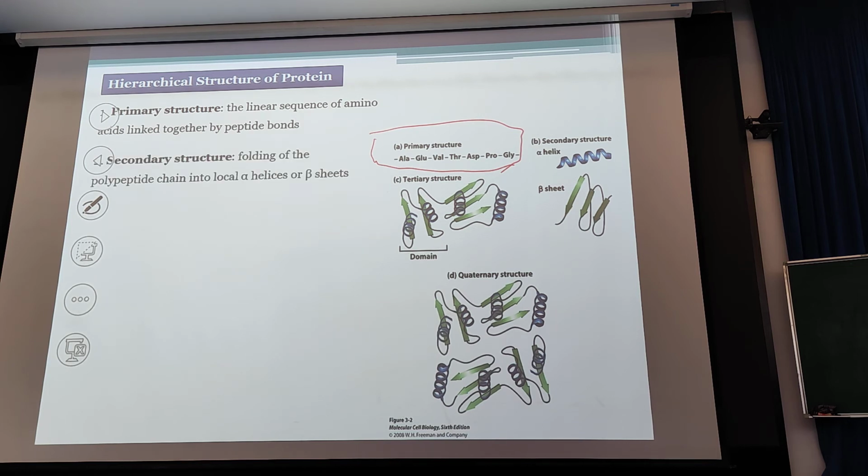The secondary structure is the folding of the polypeptide chain into alpha helix or beta sheet.